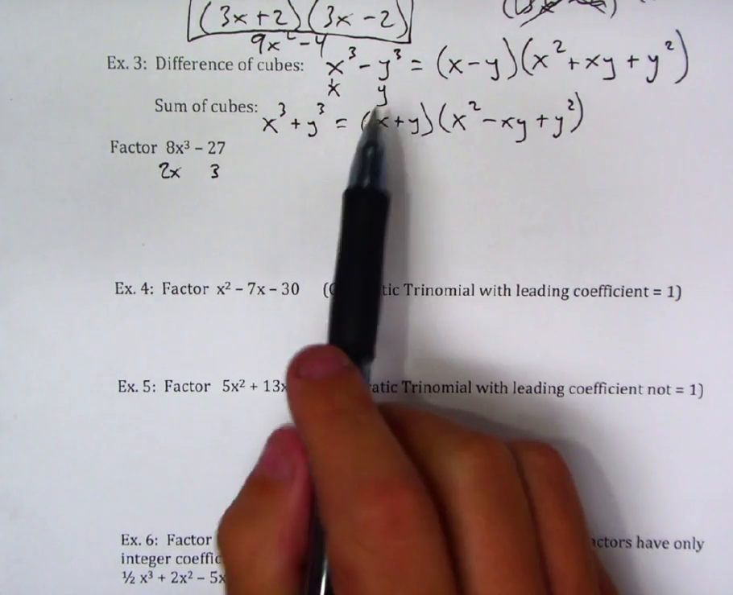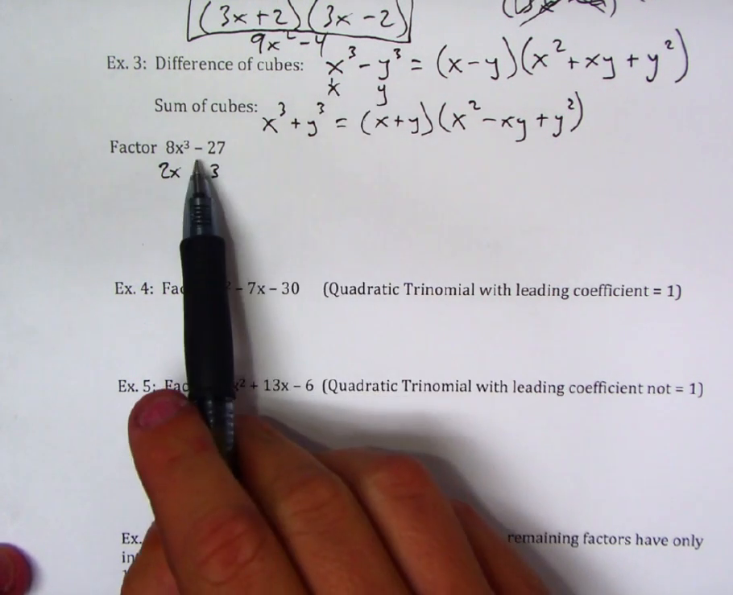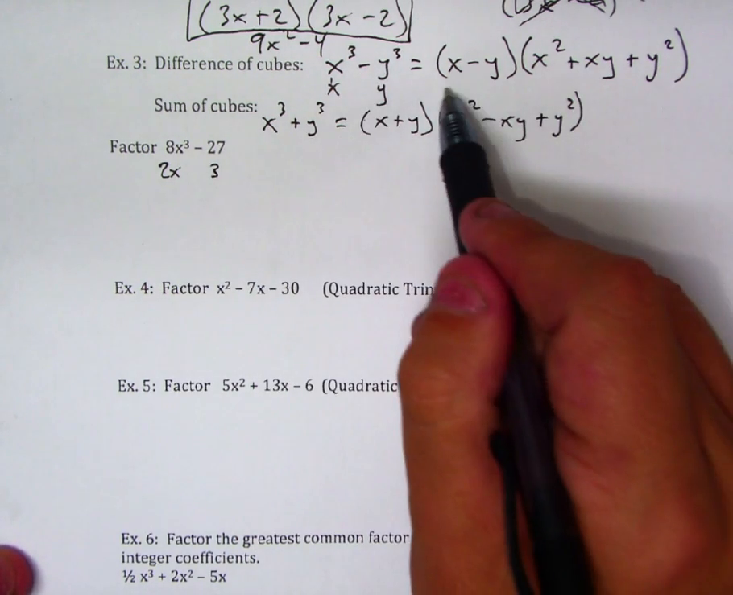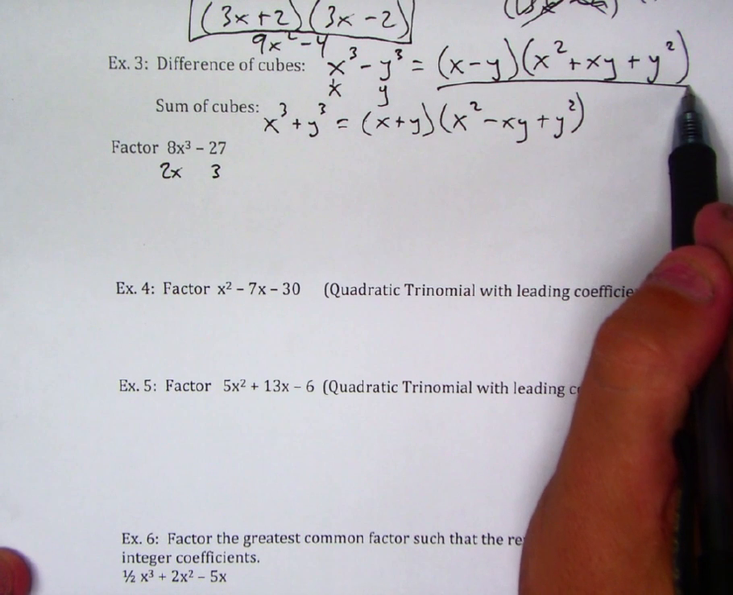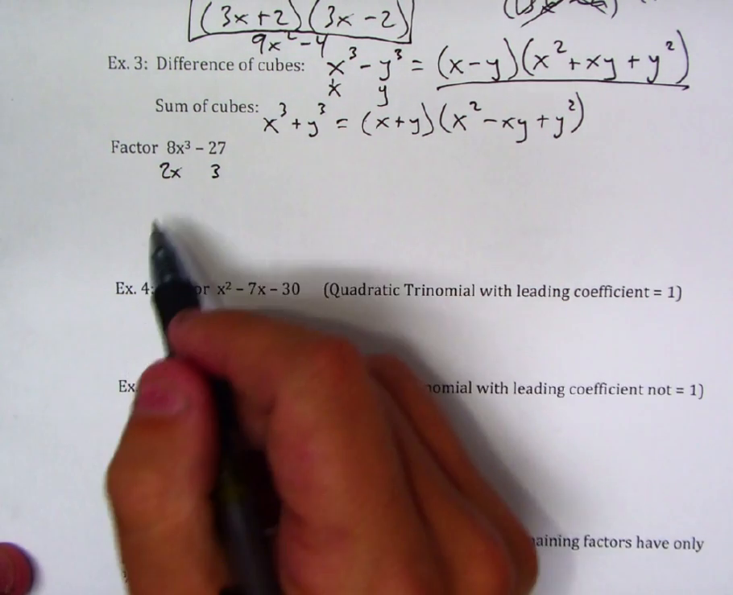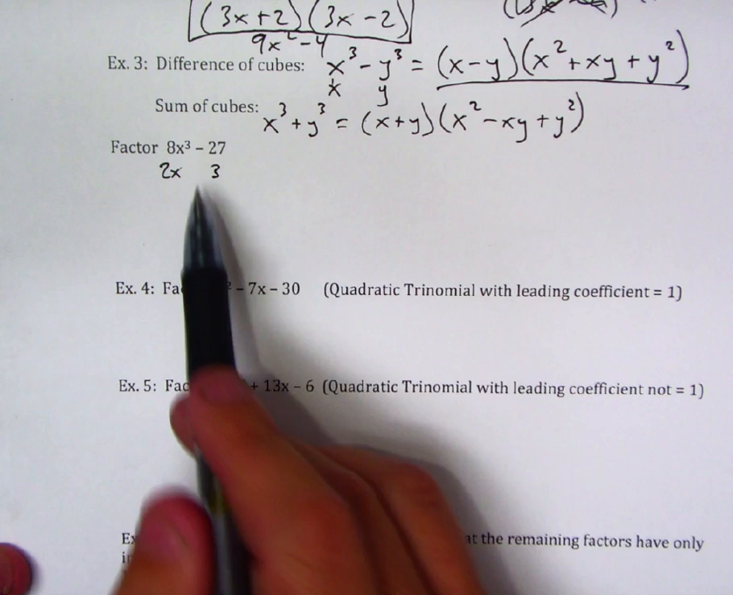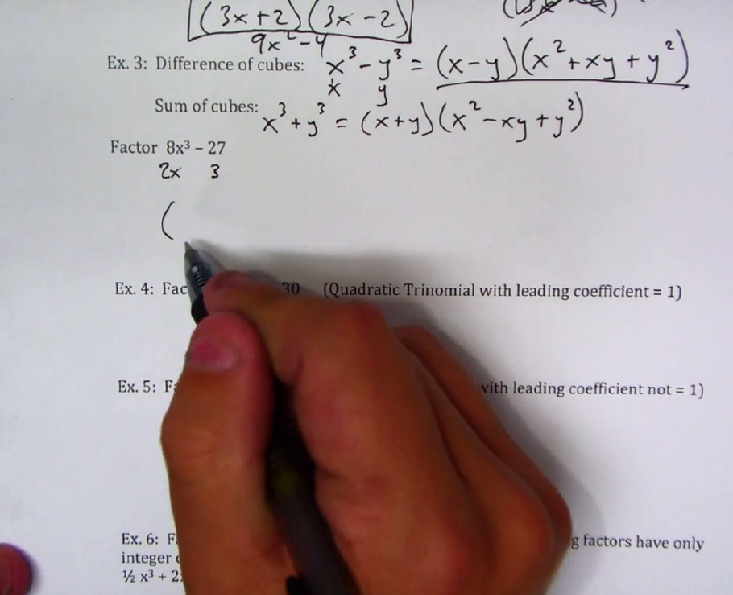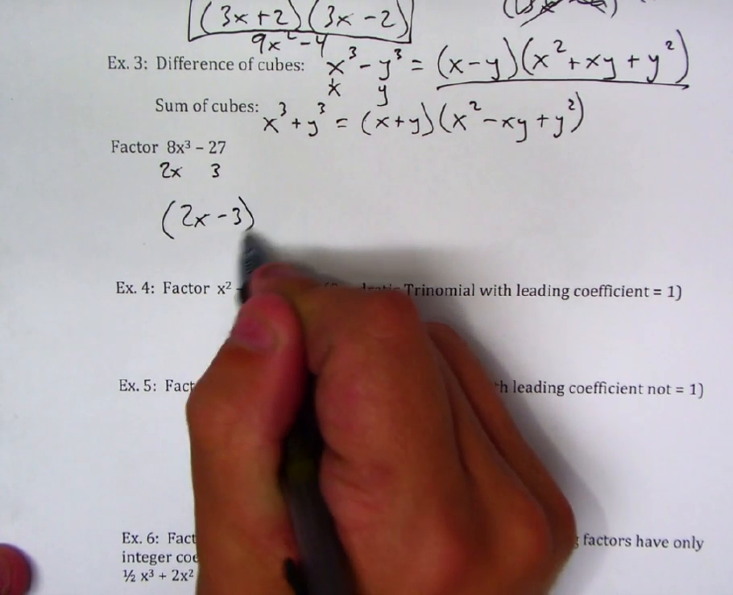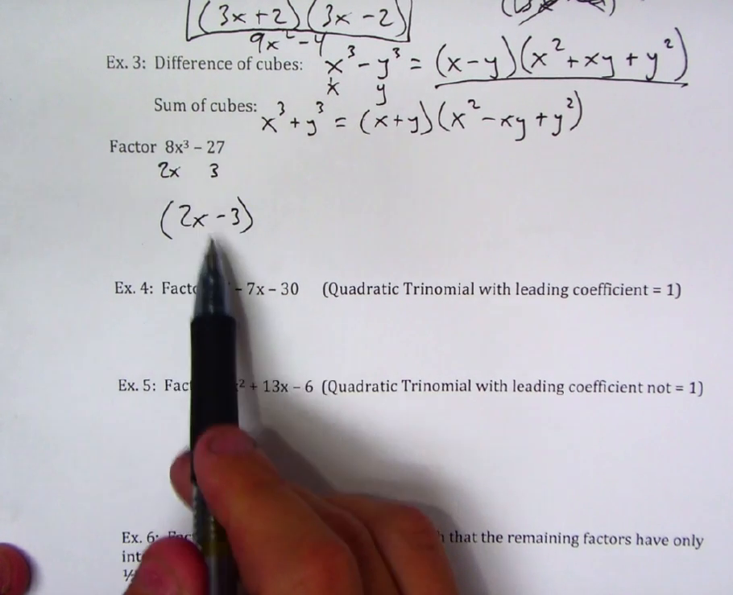Now I'm going to apply the formula. So it's a difference of cubes, right, minus sign. So we're going to go to this right here. All right, so here's what it's going to look like. Here's really in our formula the x and the y. So we're going to have 2x minus 3. Whatever those cube roots are, keep the sign.